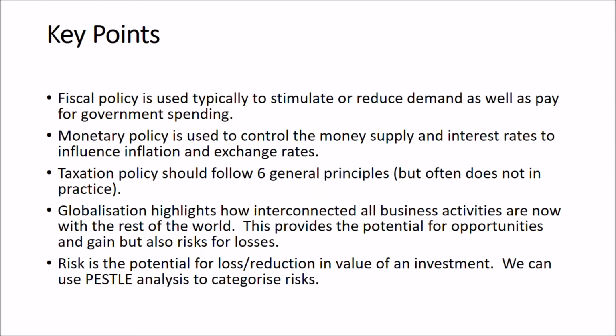Macroeconomics: we've got our fiscal policy, typically used to stimulate or reduce demand, as well as to pay for government spending. That's fiscal policy: taxes and government spending. We might also have taxation policy, investment policy, those kinds of things. Then we've got monetary policy, which is about controlling the money supply and interest rates to influence inflation, making sure it doesn't go into deflation, but also doesn't go too high. And exchange rates. At level 3, you'll start to discuss something called stagflation, which we might have had in the UK for the last year or so, where the economy is contracting but inflation is going through the roof. That's a weird situation in economics that can happen.